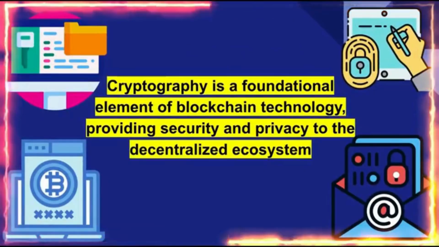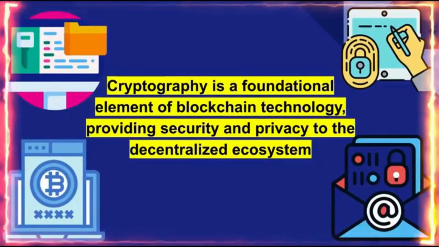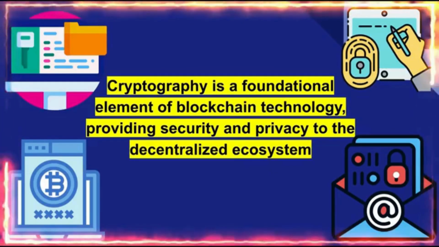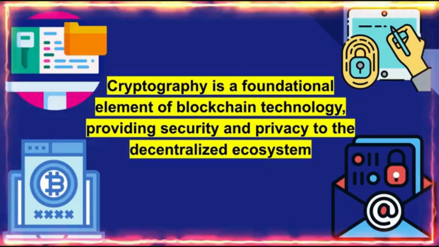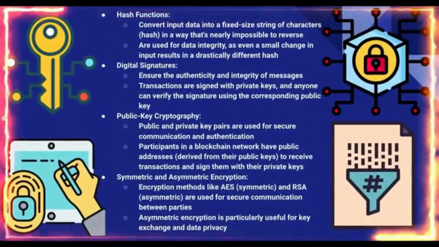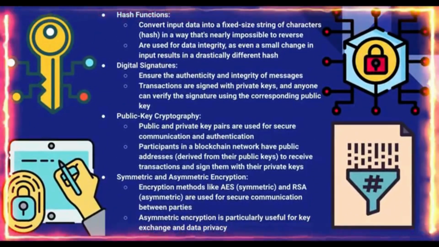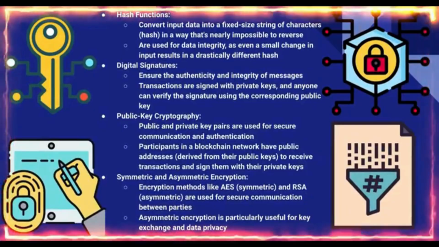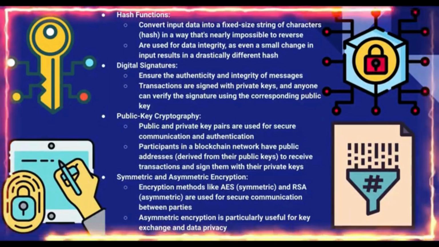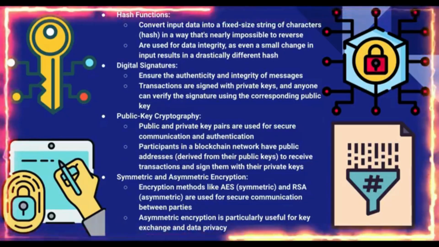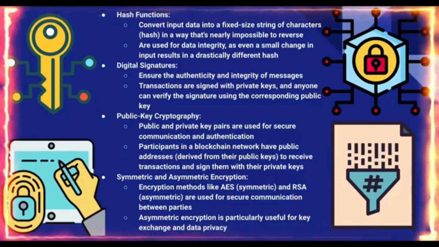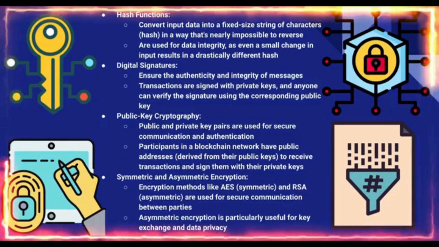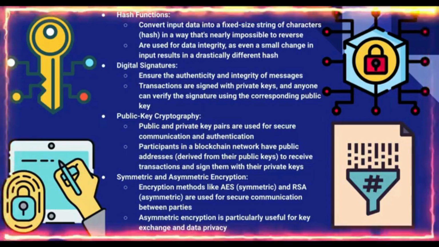Cryptography is the foundational element of blockchain technology, providing security and privacy in the decentralized ecosystem. Here are some of the key cryptographic concepts and their roles in blockchain security. Hash functions. Hash functions convert input data into a fixed-size string of characters called a hash in a way that's nearly impossible to reverse. In blockchains, hash functions are used for data integrity, as even a small change in input results in a drastically different hash.